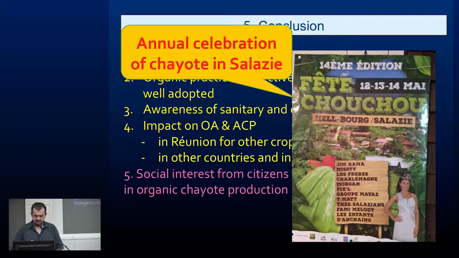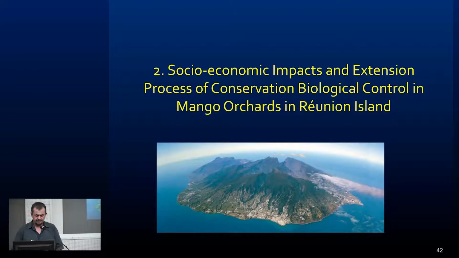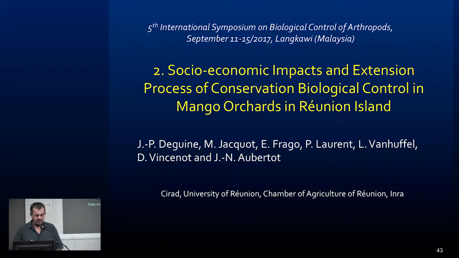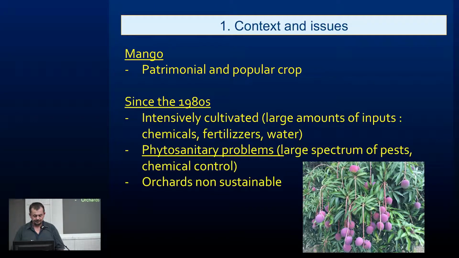Here is Miss Shallot 2017. So that was for the first example. The second one is another one. It's on mango, and it's devoted to the social and economical results. It was presented in a recent international symposium in Malaysia with different colleagues.